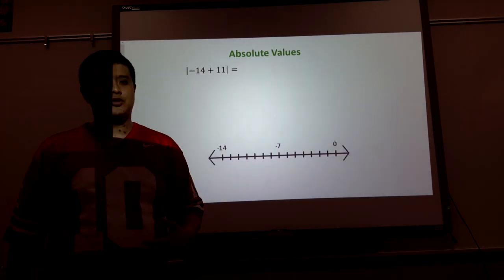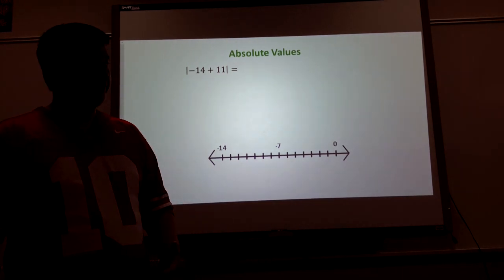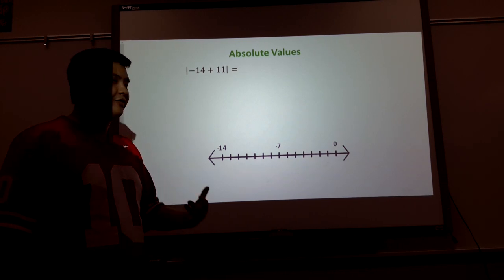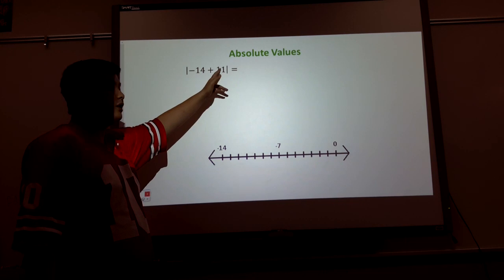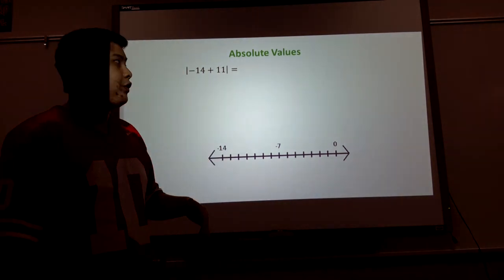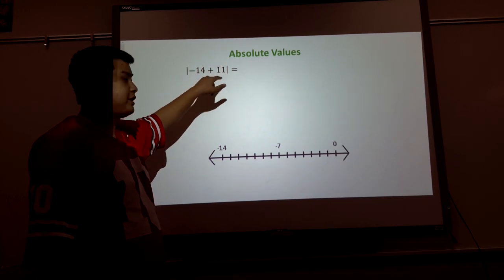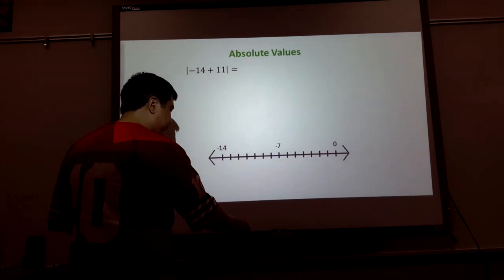So let's take a look at this one. The absolute value of negative 14 plus 11. Okay. It's tempting to write 24 here, or excuse me, 25 here, because some people like to take the absolute value of 14 and 11 and then add them together. That is not what we do. We first solve what is inside this absolute value. So we start with negative 14 plus 11.